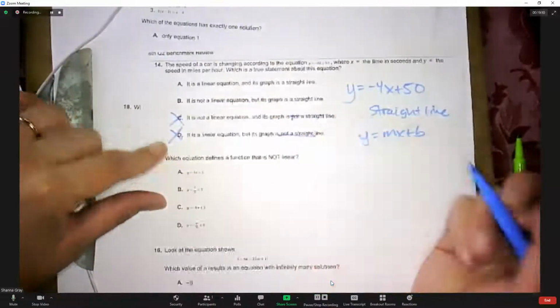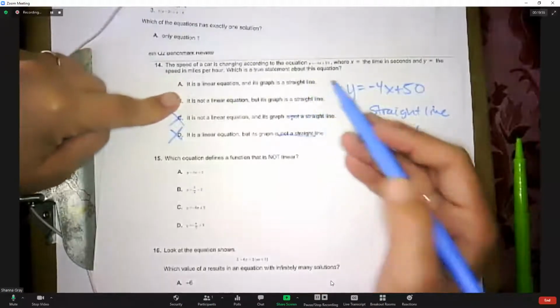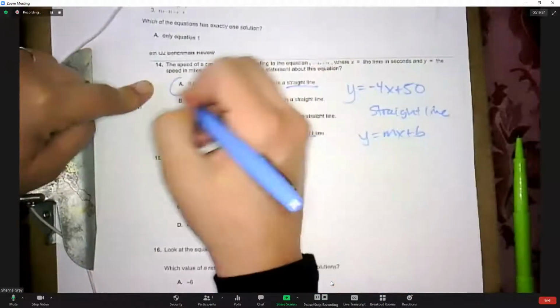Same thing there. And then it says it's a linear equation and it's a straight line, or it's not a linear equation, it's a straight line. Hopefully you know linear means straight, so it has to be A.